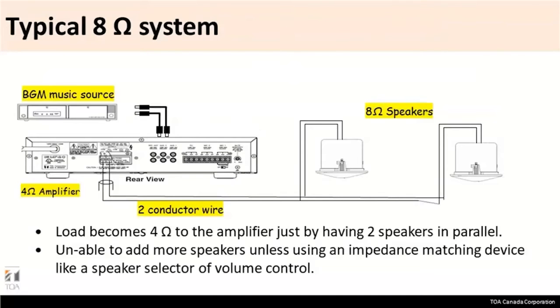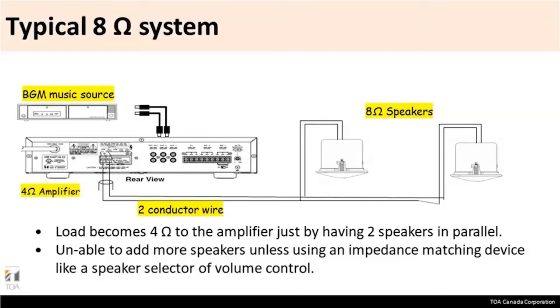So this is a typical 8 ohm system configuration that we have. For example, let's assume this is a retail space, and you need an input BGM source. Maybe it's a wireless streaming device, or an auxiliary cable that goes into an iPad or your phone, and you can play your sources from that. This background music source is connected to the amplifier.